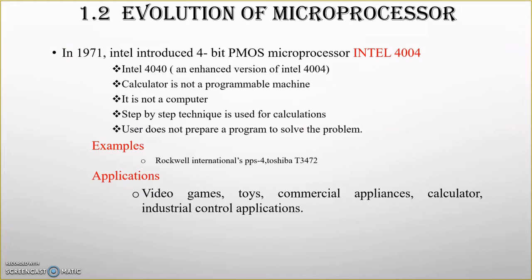The next topic is evolution of microprocessor. We will see about the evolution of Intel microprocessor. In the year 1971, Intel introduced a 4-bit positive metal oxide semiconductor microprocessor called Intel 4004. Next, an enhanced version of Intel 4004 was developed.